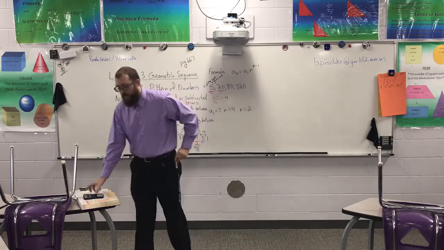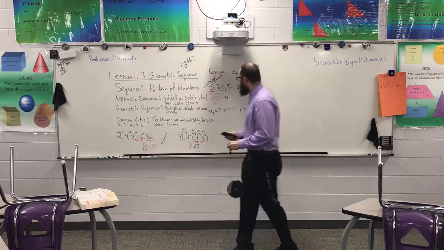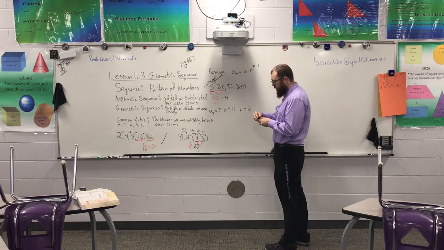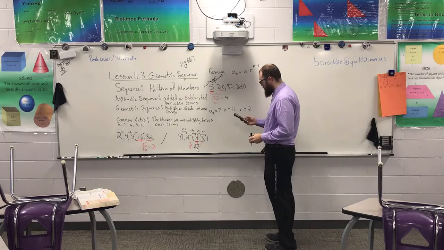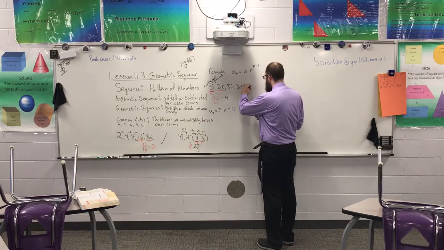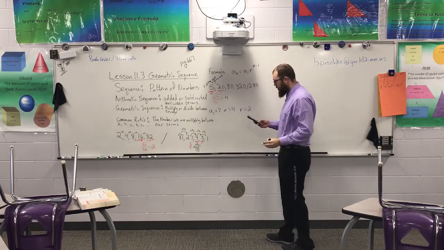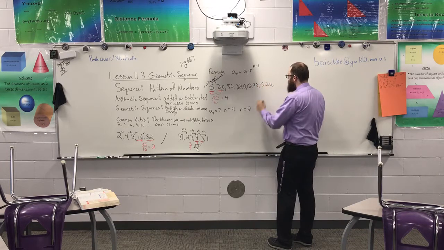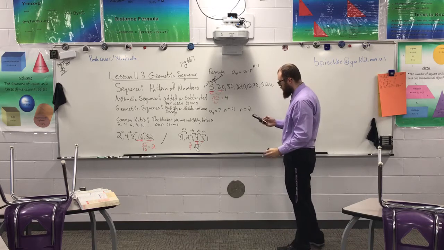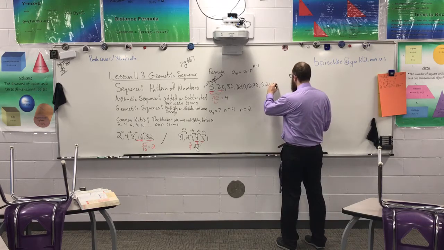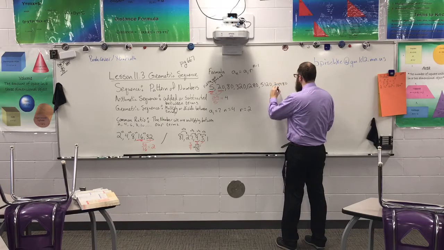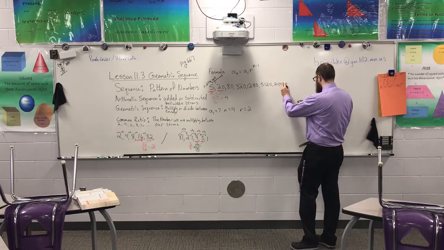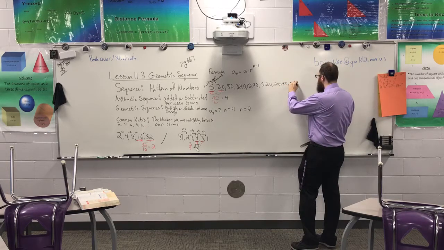So if I want to find the next 4 terms, multiplying by 4 each time, I do 320 times 4, which is 1280. 1280 times 4, which is 5120. 5120 times 4 is 20,480. And 20,480 times 4, which is 81,920.